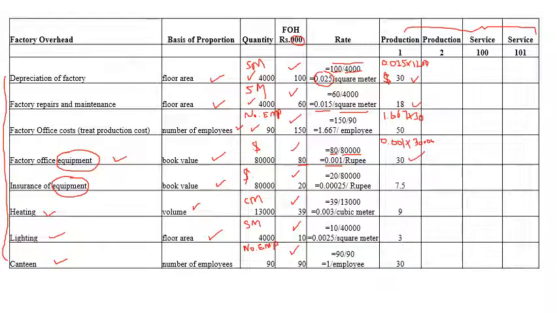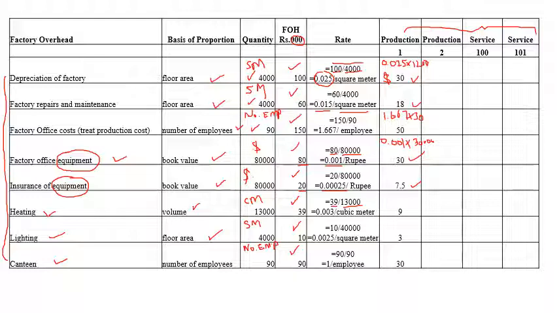And then you have insurance of equipment. The total insurance cost of the whole factory for all equipment is $20. So $20 divided by 80,000 book value, you will get a rate of 0.005. And if you multiply it with the 30,000 office equipment used in department 1, you will get 7.5.